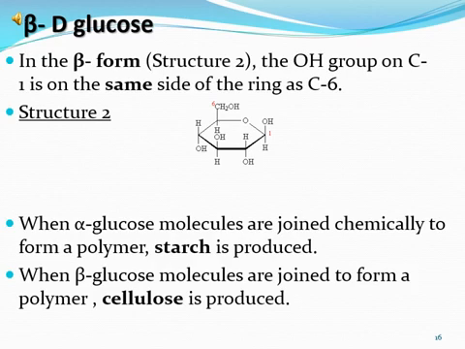Beta D-glucose. In the beta form, structure number 2 as shown below, the hydroxyl group on carbon number 1 is on the same side of the ring as carbon number 6, as you see in the structure. When alpha glucose molecules are joined chemically to form a polymer, starch is produced, and similarly, when beta glucose molecules are joined to form a polymer, cellulose is produced.